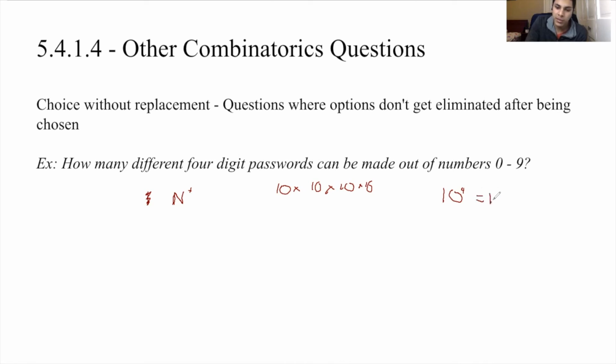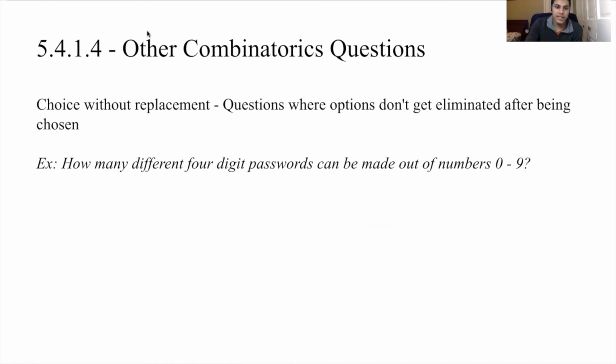And if you don't believe me, this equals 10,000. And if you think about it, the lowest number you can have is 0, 0, 0, 0. And you can have the highest number of 9,999, which means that you have all the numbers in between, and that totals to 10,000 possible numbers.